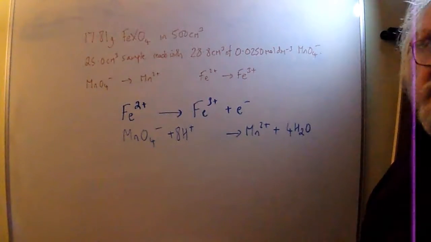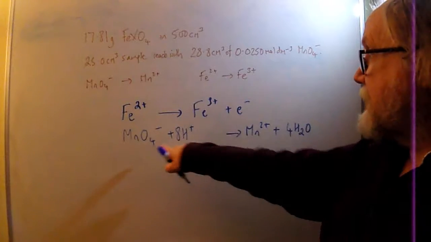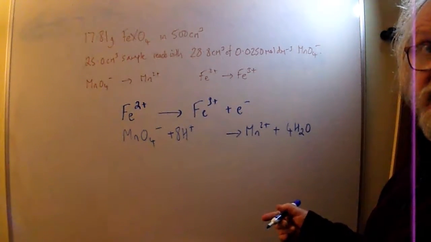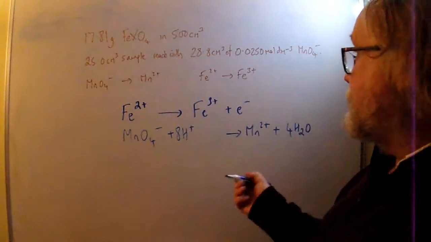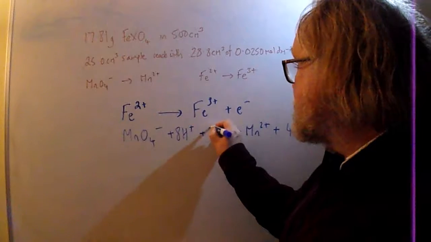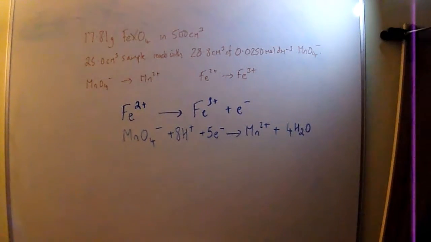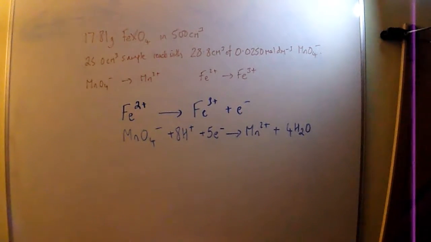8 hydrogens on the right, so we need 8H plus on the left. So now all of the elements balance, but the charges don't, because we've got 8 plus and 1 minus, so 7 plus on the left, but only 2 plus on the right. So we've got 5 extra positive charges on the left. That means we need 5 negatives on the left to balance it up, and they'll come in the form of 5 electrons. Okay, so it's absolutely standard recipe. If you haven't got that yet, you really must learn to construct half equations like that.